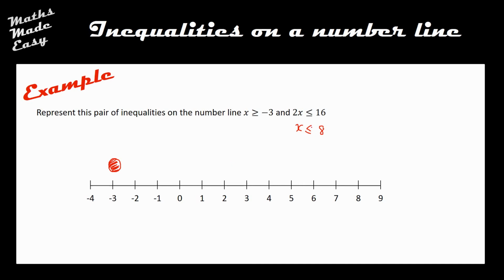My other inequality says x is less than or equal to 8, so I'm going to draw a circle on the 8. Again, because it's got the or equal to part, I'm going to colour this one in, and that's absolutely fine. You can have both coloured in, both not coloured in, or a mix and match of both of them. And once I've got this, the two arrows would be pointing towards each other, so I'm just going to join them up with a nice straight line.